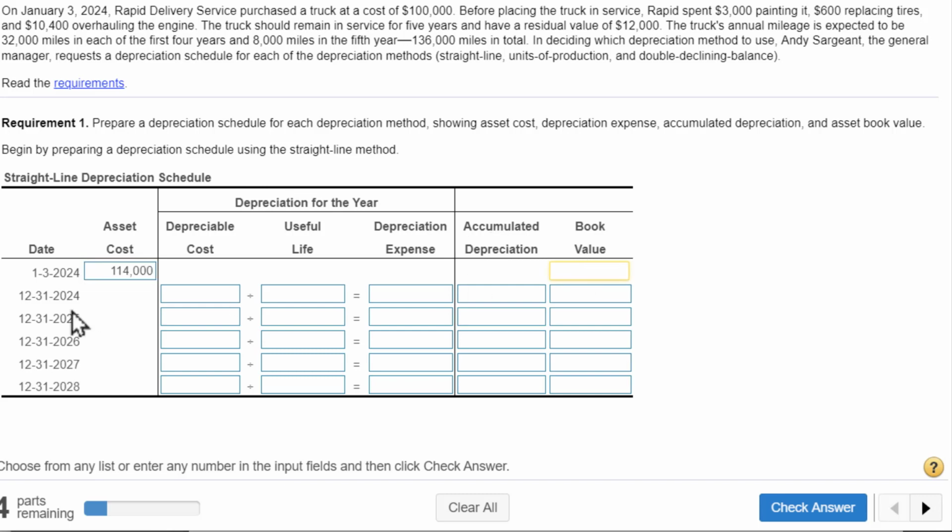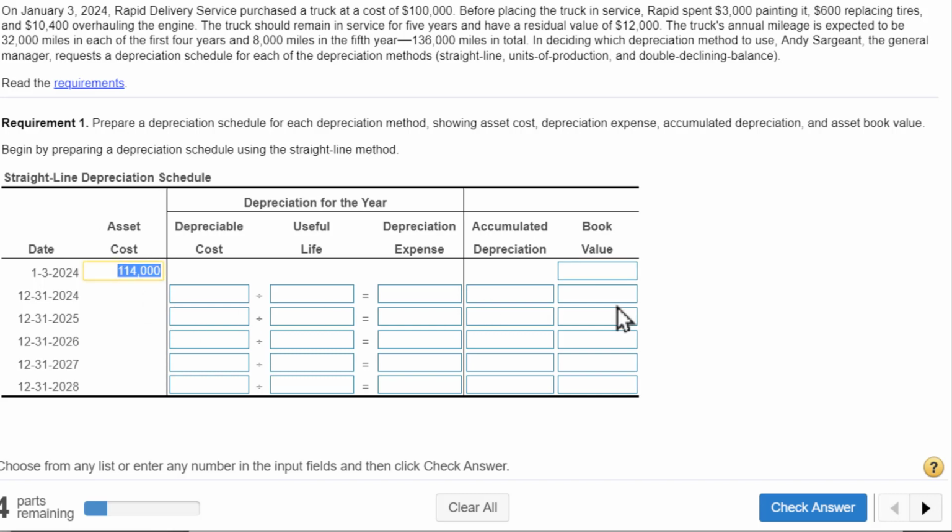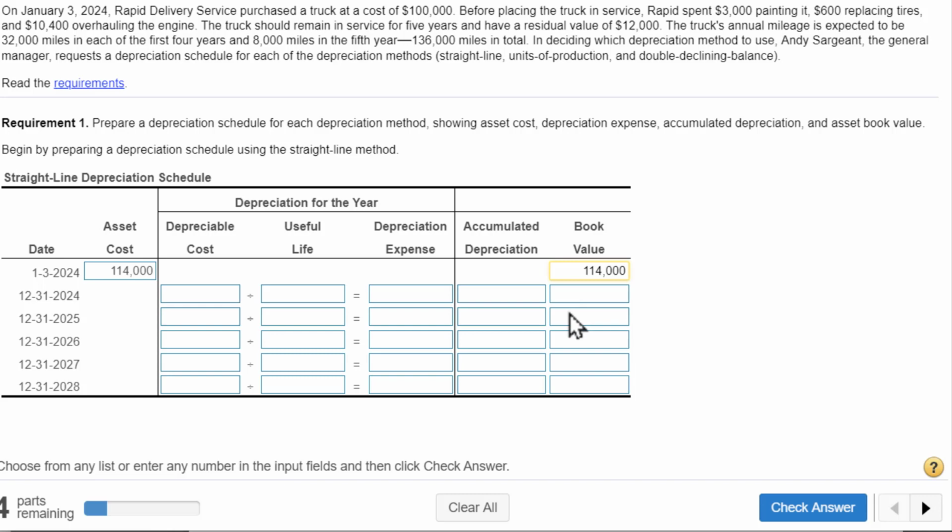And what was the book value on that date? Remember, we're just talking about January 1st, January 3rd. What is the formula for book value? It's the cost of the asset minus the accumulated depreciation. On the day we buy it, there is no depreciation, so I'm just going to copy and paste the asset cost because the book value is going to be the same on the day we buy it.